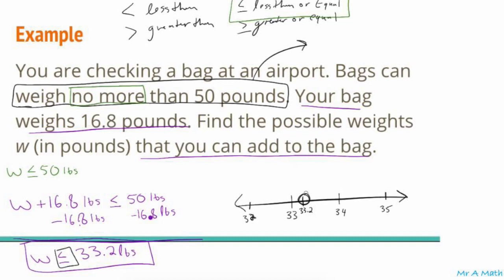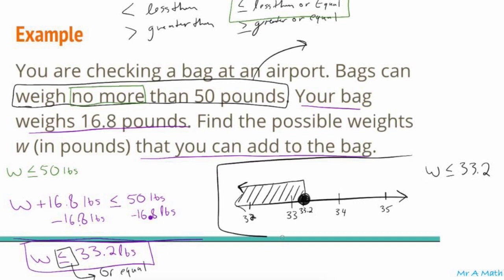So less than would be to the left. That's less than on the number line. The numbers get smaller as I go to the left. And it says or equal to here. Or equal to. That means that when I shade in my numbers to the left, I also need to shade in my circle to indicate that I can add 33.2 pounds also. So my two answers, first and foremost, is going to be W is less than or equal to 33.2, and my graph is right here.